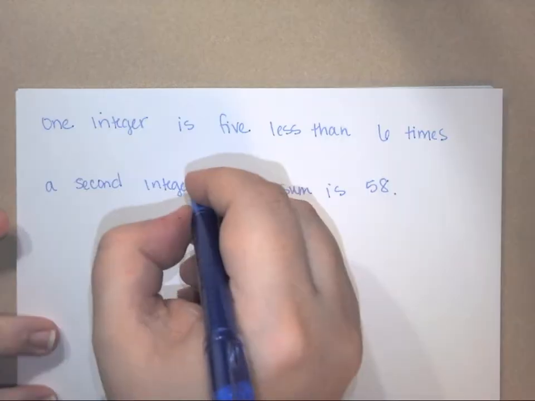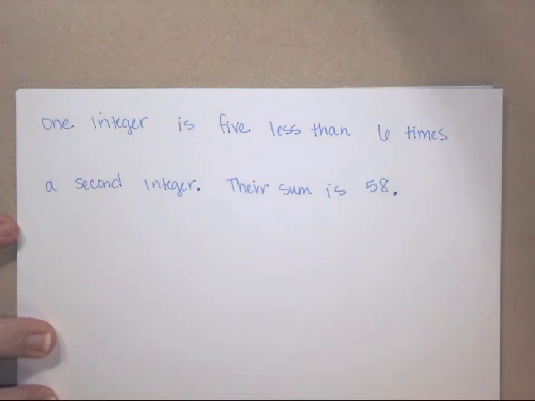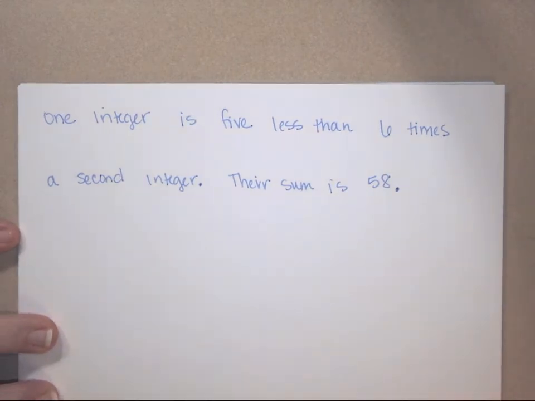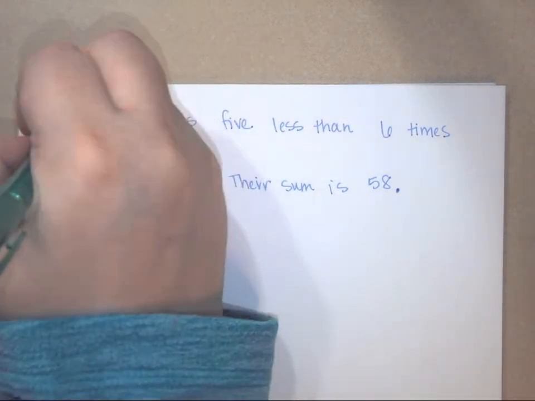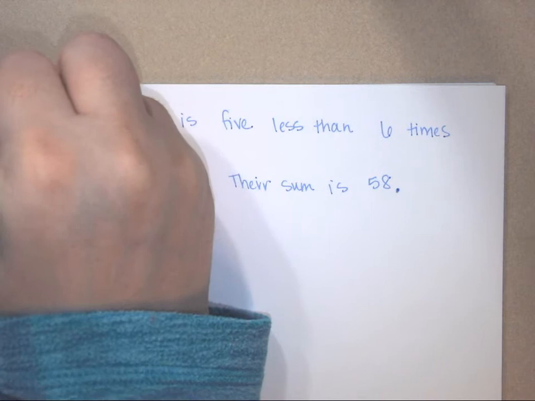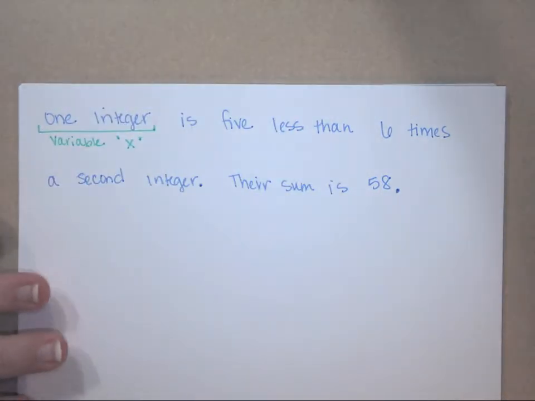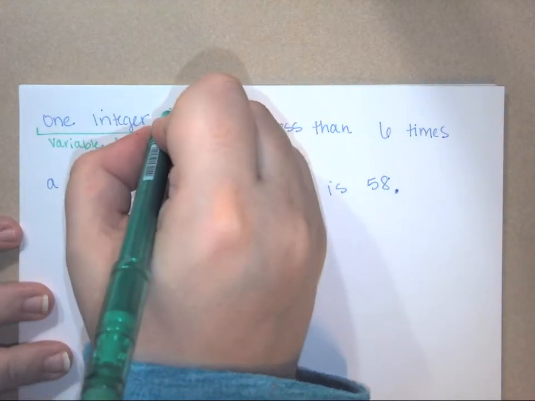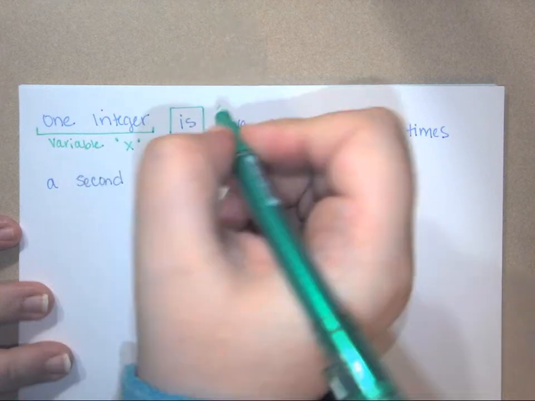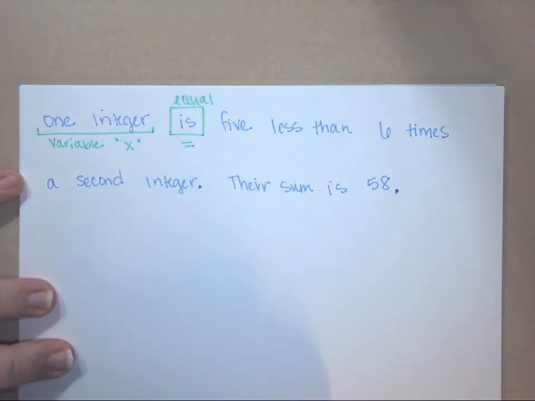Okay. So here I have two sentences. This means I have two separate equations. So we right here have one integer, so this is going to be a variable. Let's call it x. Just like before, I have this "is." This is going to mean equal. So this is your equal sign.